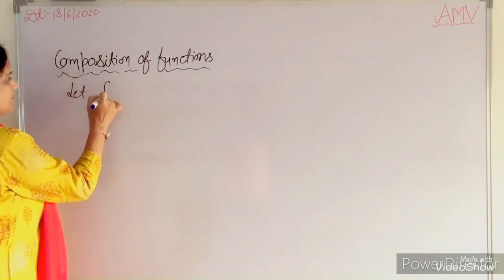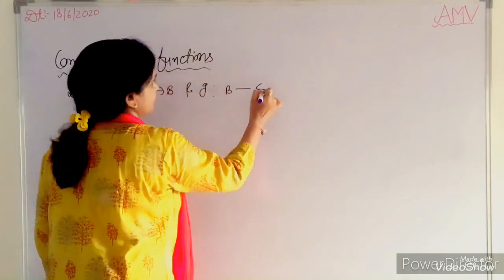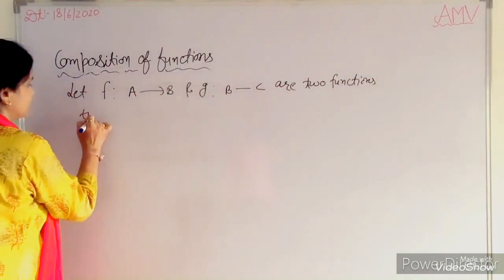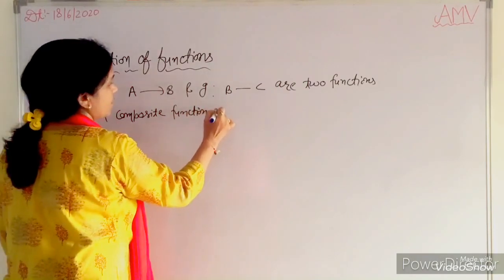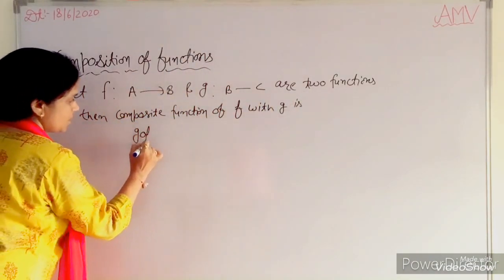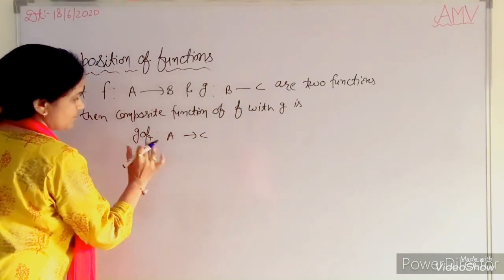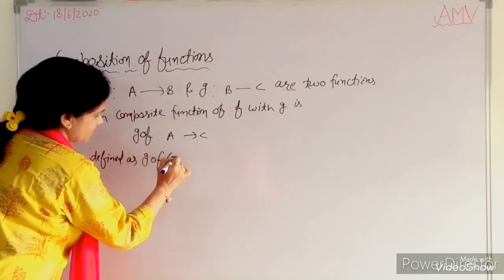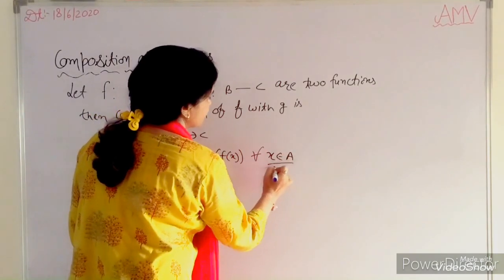Let f be a function from A to B and g be a function from B to C. Then the composite function of f with g is gof, and it is from A to C. It is known as the composite function and is defined as gof(x) = g(f(x)) for all x belonging to set A.